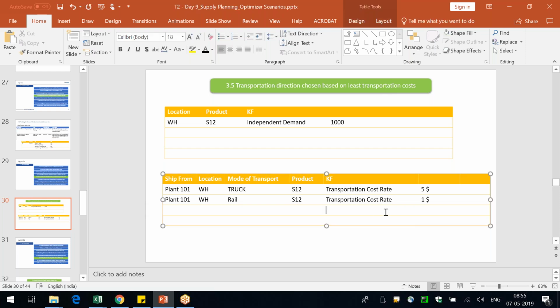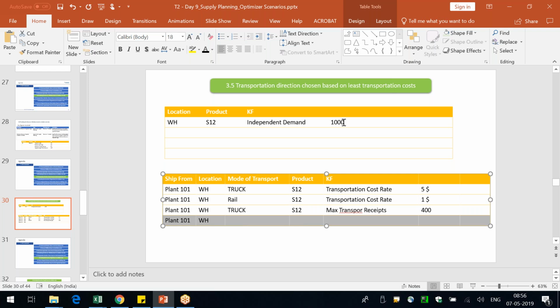Accordingly, there is a key figure called minimum transportation or maximum transportation. Let's say this is maximum transportation receipts. Usually it would be at ship from location and location, and the product is S12. But with the mode of transport, you can say that the truck should do a maximum of only 400, and for the rail, I don't care, I'll just leave it as it is. So now if the demand is 1,000, the system would do a maximum of 400 for the truck. Or let's say it is a minimum, I'm saying minimum.